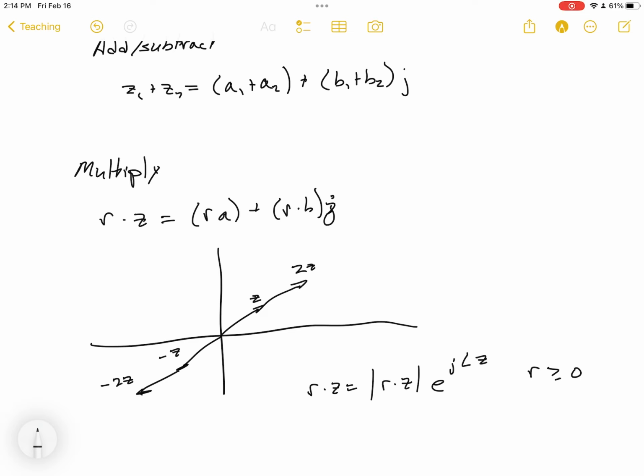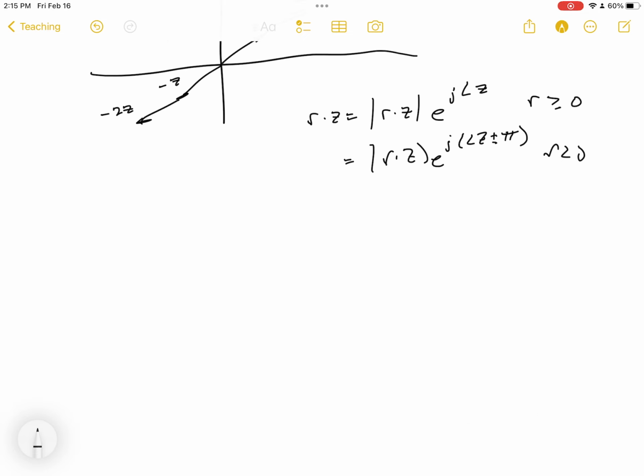If r is less than 0, then you're going to have the magnitude of r times z times e to the j times the phase of z plus or minus pi. If r is less than 0, that means you flipped it 180 degrees.